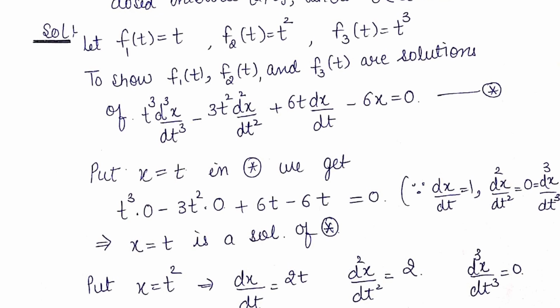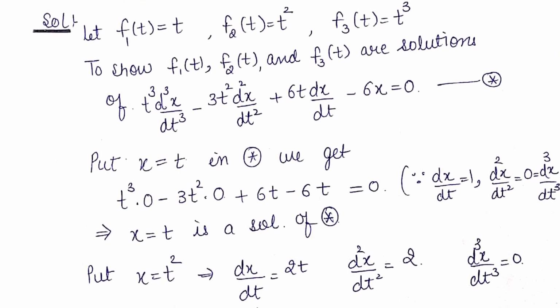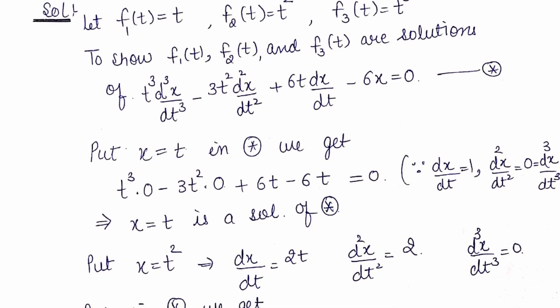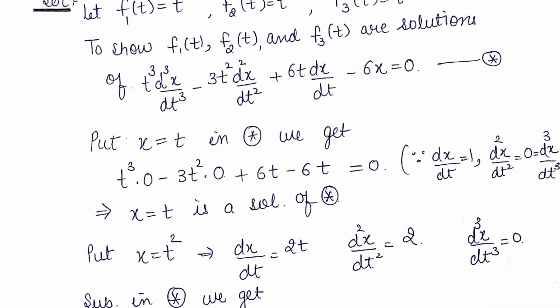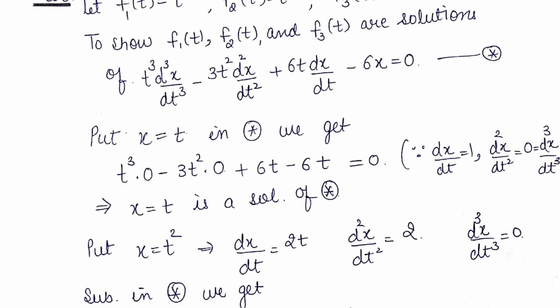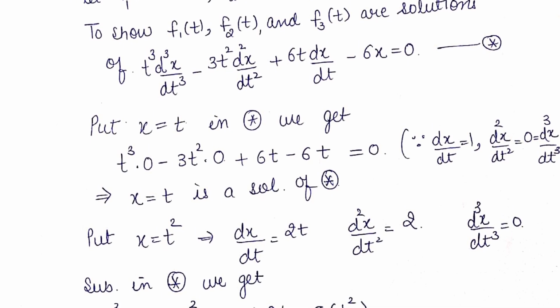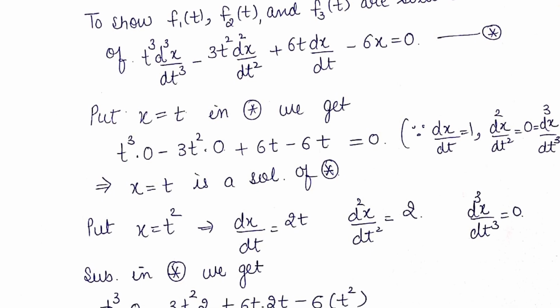In a like manner, I have solved one exercise for you in which I have proved that the functions t, t square, t cube form a fundamental set of the equation t^3 d^3x/dt^3 - 3t^2 d^2x/dt^2 + 6t dx/dt - 6x = 0 on every closed interval ab not containing 0.